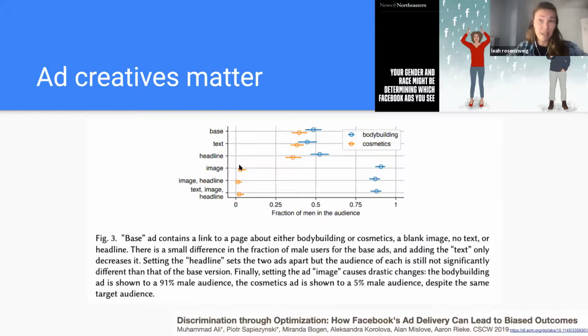But then once you add the image, so the image was beauty, makeup versus a bodybuilder, then you see this really big disparity in the fraction of men in the same audience. Again, they were not targeting by gender, they were targeting overall. But once you added an image, Facebook's algorithm says, okay, this image is going to do better among men or women, and then we'll start targeting your ad that way. So this is all to say that, forgetting about the normative implications of this study, the image that you select for the ad can matter a lot.